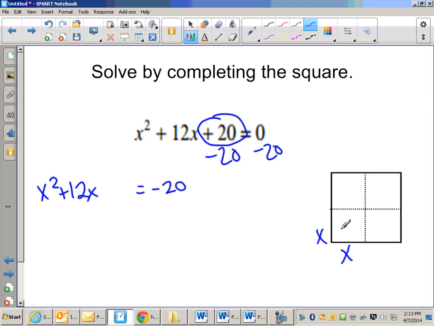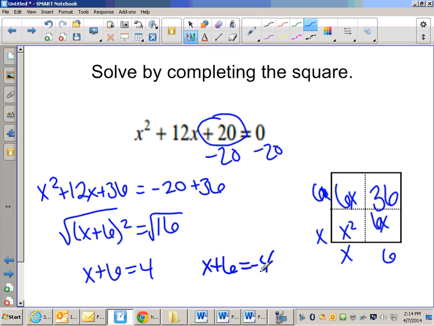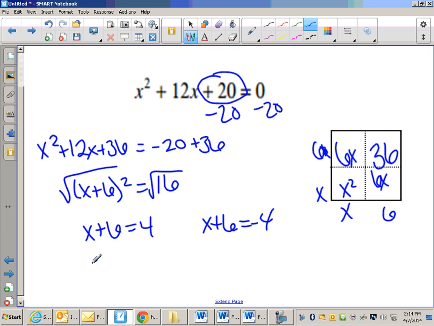So I'm going to have x and x, so that's x squared. And this will be 6. And this will be 6, so I have 6x and 6x. So I'm going to have to add 36 to complete the square. And if I add 36 to the left, I got to add 36 to the right to keep things balanced. So this becomes x plus 6 squared is equal to 16. Square root both sides. You have x plus 6 is going to equal 4, and x plus 6 is equal to negative 4. So if you solve these, let's see, you'd get negative 2, 0, and negative 10, 0.